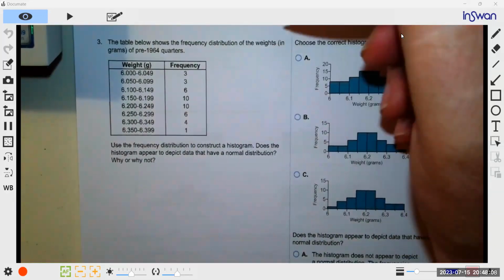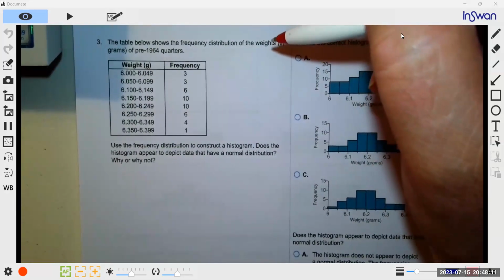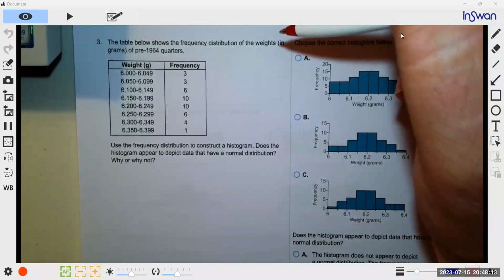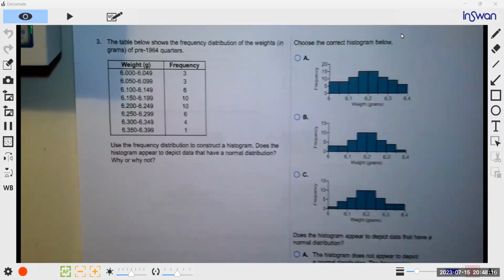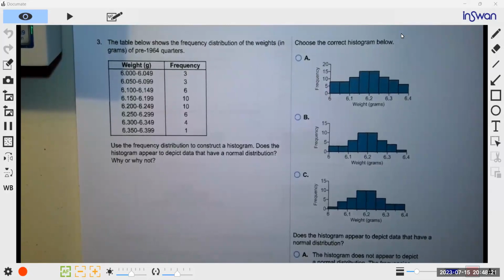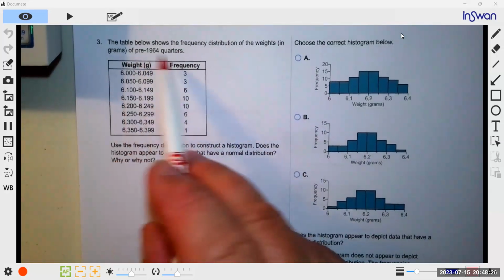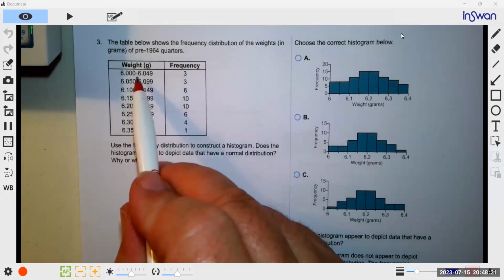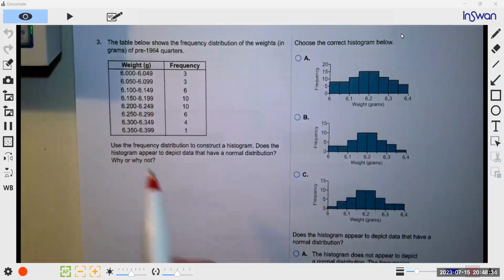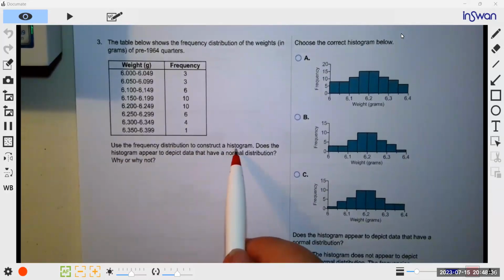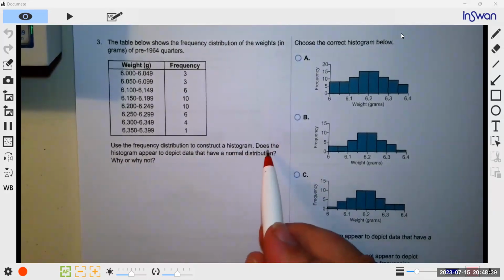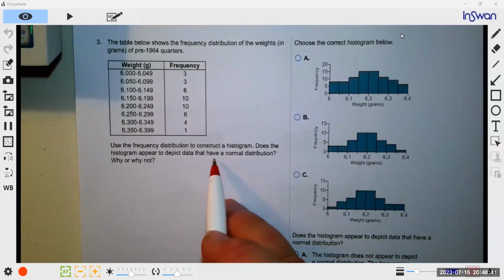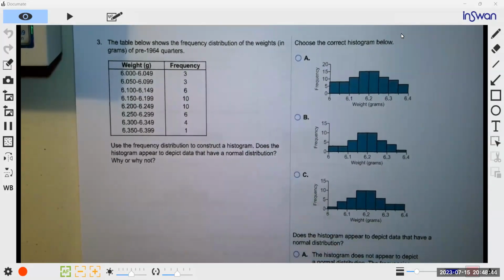The table below shows a frequency distribution of weights in pre-1964 quarters. Pennies, quarters, nickels and dimes were made of different materials at different times, so these are actual 25-cent quarter pieces. The weight is between this amount, and there's 3 of them. Use the frequency distribution to construct a histogram. Does the histogram appear to depict data that have a normal distribution? Why or why not?